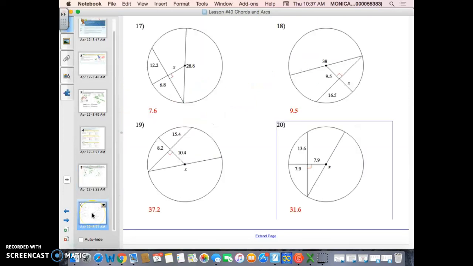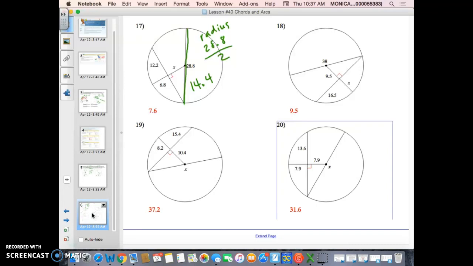Okay, let's do a couple more examples and hopefully this will get easier for you. All right, well, first of all, we know that this is the radius. The diameter is 28.8. So that means that the radius is 28.8 divided by 2, which is 14.4.